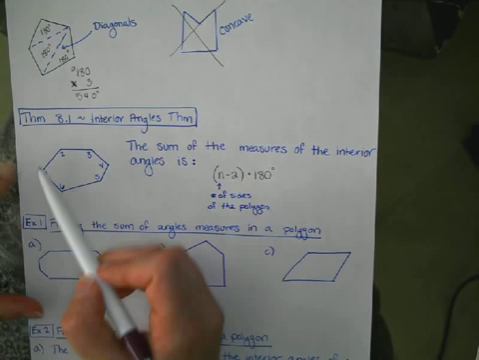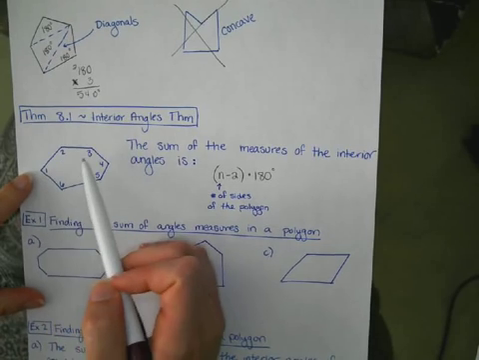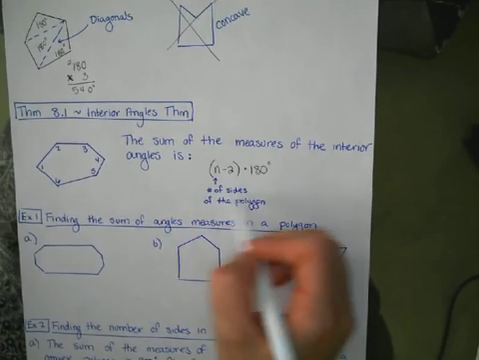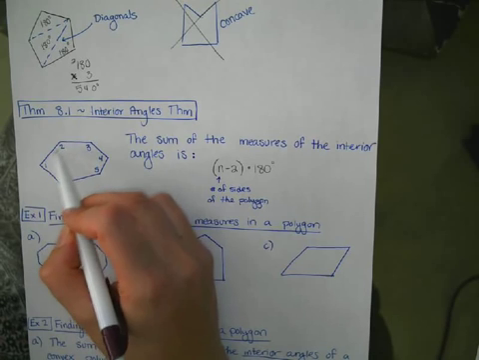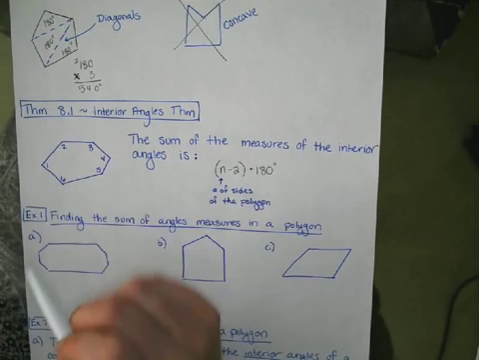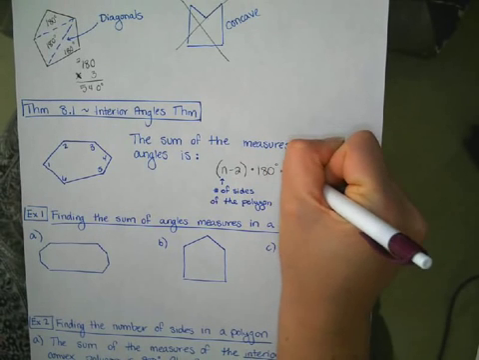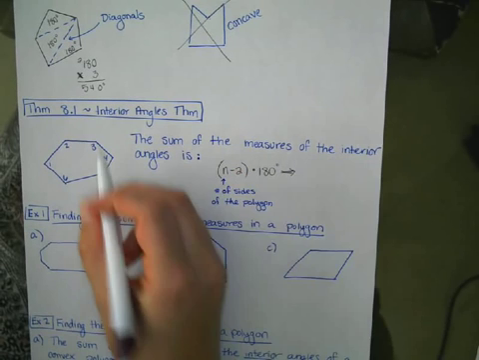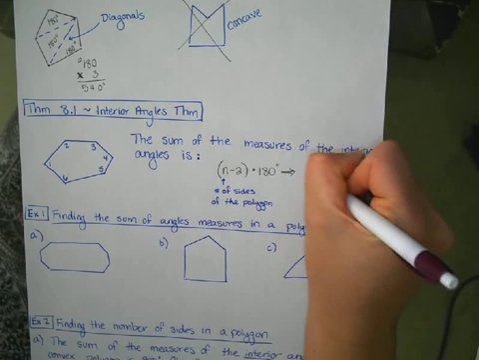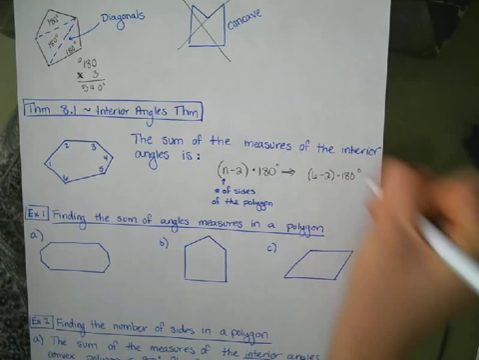Notice with 6 sides, you also have 6 angles. If I wanted to find what angle 1 plus angle 2 plus angle 3 plus angle 4 plus angle 5 plus angle 6 added up to be, I could use this formula. So let me show you. How many sides do I have here? 6. So I would plug in 6 minus 2 times 180 degrees. What's 6 minus 2? Good. So 4 times 180.